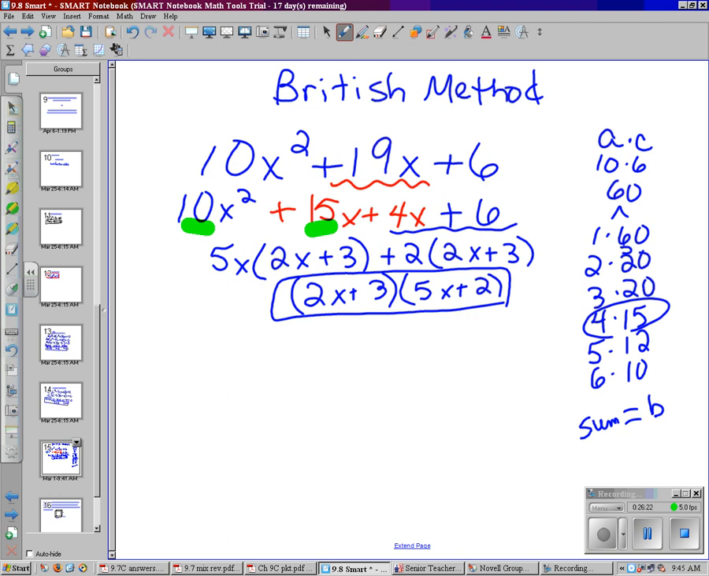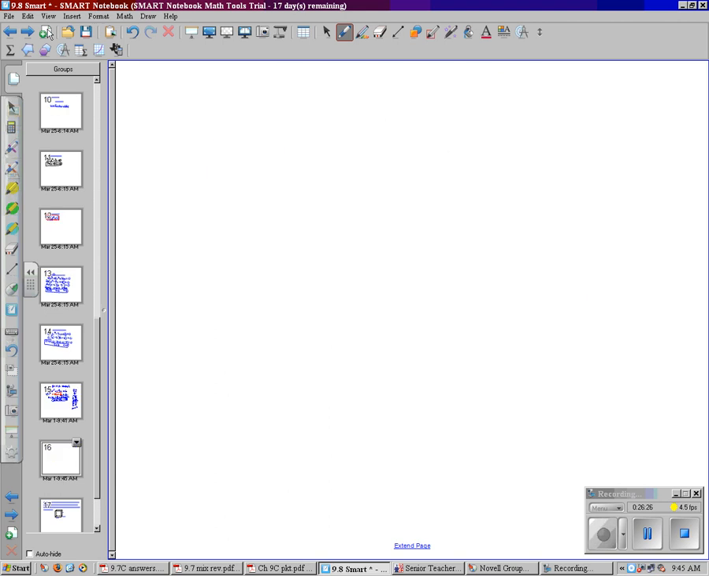Okay. Should we try another one? Yes. All right. Let's see if I can find a harder one. This one looks nice. 21w squared plus 8w minus 4.